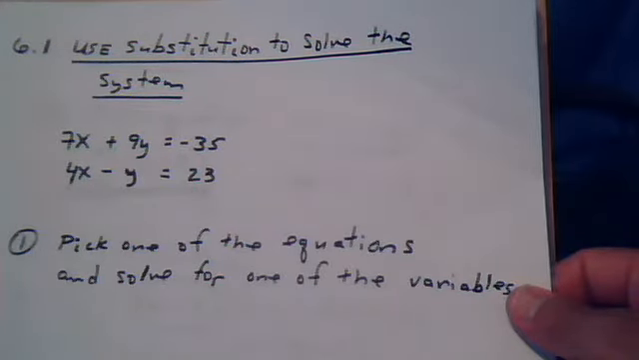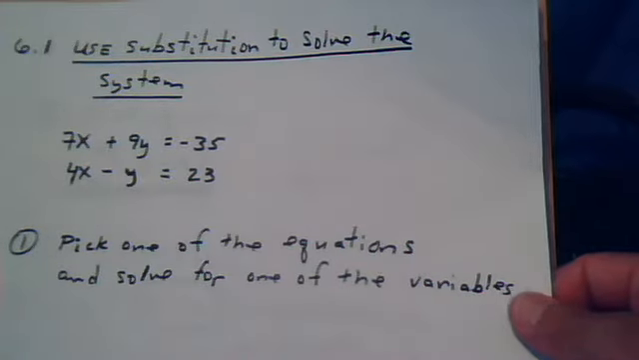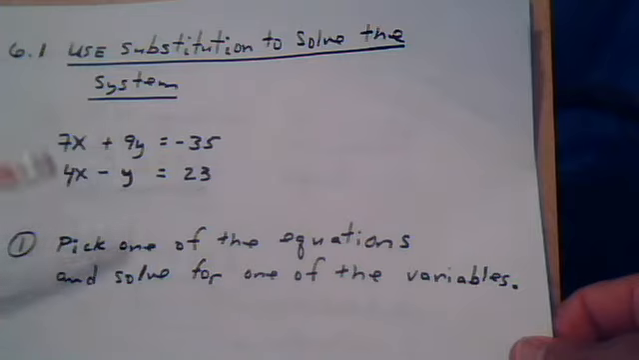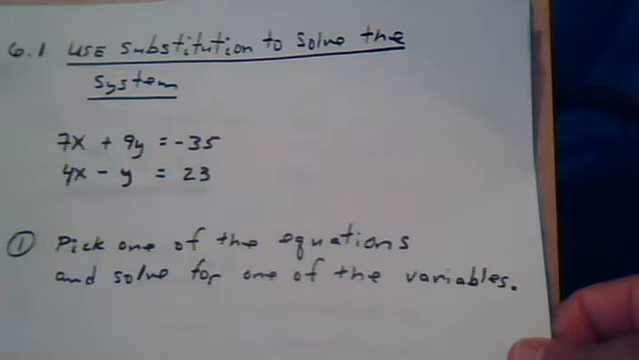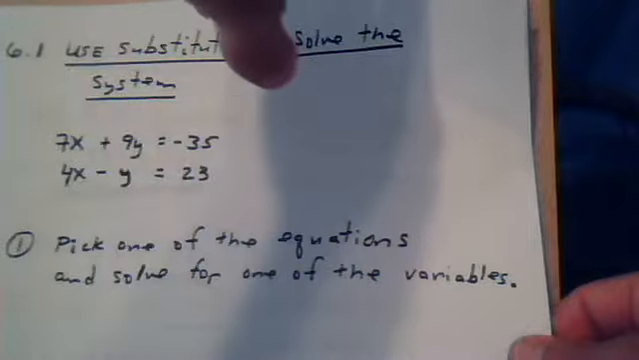In other words, we're solving. So we're finding the value of x and the y that works for both equations. This is a system of two equations. So if you're going to use substitution, what you do is you pick one of the equations, it doesn't matter which one, and you solve for one of the variables, and it doesn't matter which one.